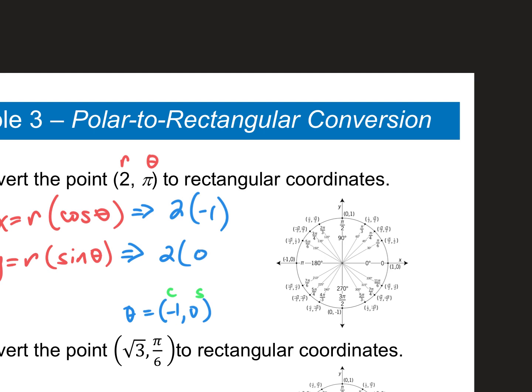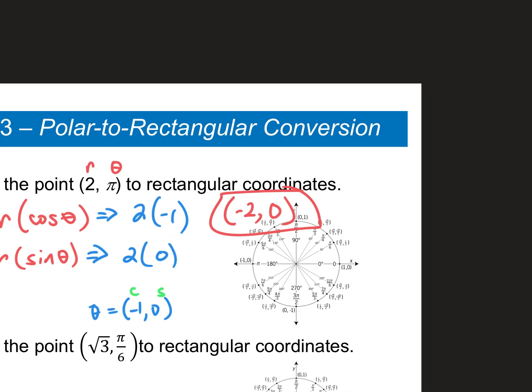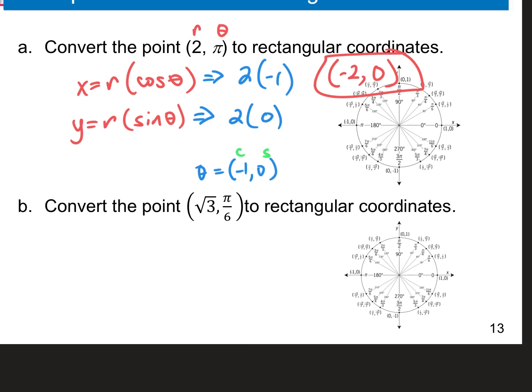What is the sine of theta? 0. And then we now do the multiplication. So the point that we are talking about in a rectangular coordinate system, what's 2 times -1? -2. What's 2 times 0? 0. That's it. That's all you have to do. When you're going from polar to rectangular, you need to figure out what angle they're talking about. So you find it on the unit circle, write down the x and the y, and then you just throw it in here.